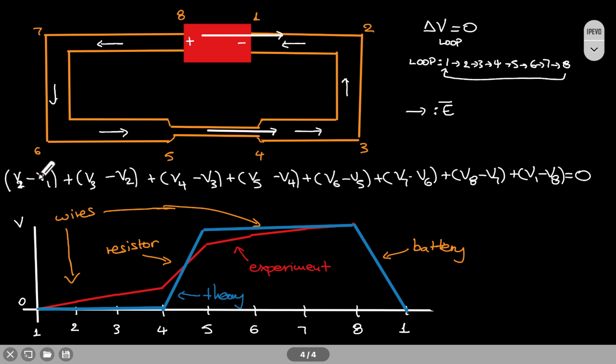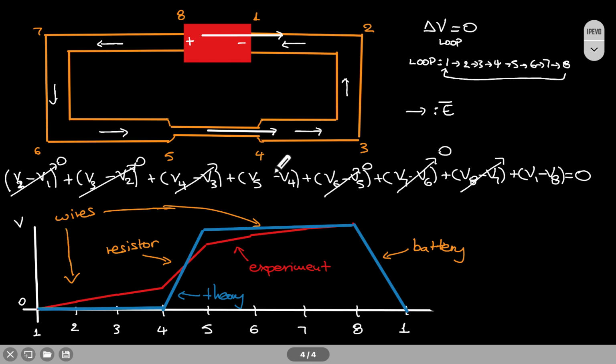V2, now I do want to make it clear, this is theory. What I'm doing now is theory. From 1 to 2, ideal wire, this is 0. From 2 to 3, ideal wire, this is 0. Ideal wire, 5 to 6, 0. 6 to 7, 0. 7 to 8, 0. And I have two terms that survive. Everything else is 0. That's great.